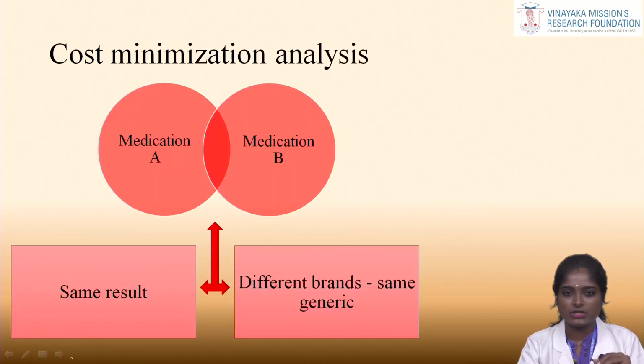Coming to cost minimization analysis, it's a very simple concept where two medications are given, for example, medication A and medication B. But the end result should be the same. There should not be any difference in their result. For example, they can be different brands of the same generic name. So the end results are the same, but we have to find which is of minimal cost. Which is very basic. So minimal cost with better result is supported here.